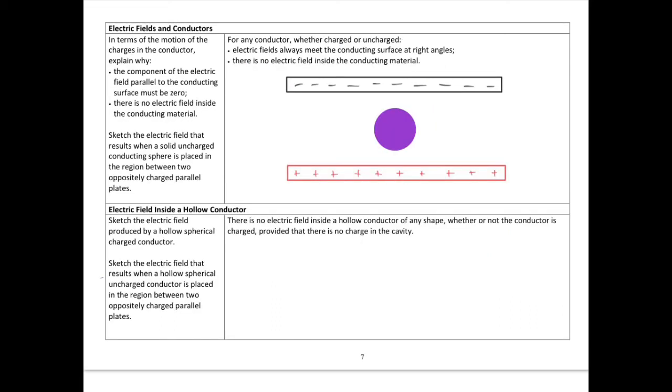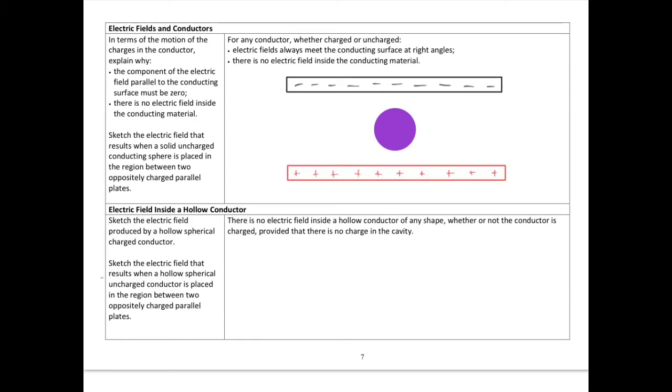So now we're going to look at the electric field that results when a solid uncharged conducting sphere is placed in the region between two oppositely charged parallel plates. So this scenario here. And we can apply a lot of the principles of superposition and charging that we've already talked about.